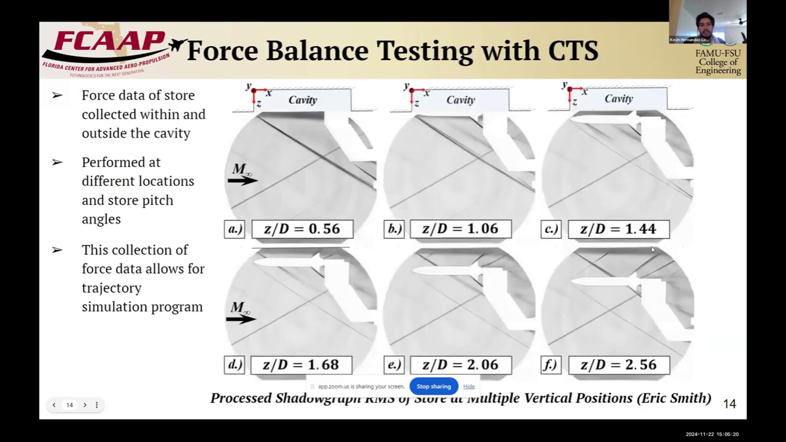So what we do with that is, in this figure here, we have the store mounted onto the CTS, and looking at, starting from A, B, C, going down, you can see that the store slowly moves down to different vertical locations within the tunnel. And what we're doing here is we are capturing the moment and force data on that store at these different locations, vertical locations, streamwise, horizontal locations, and at different pitch angles.